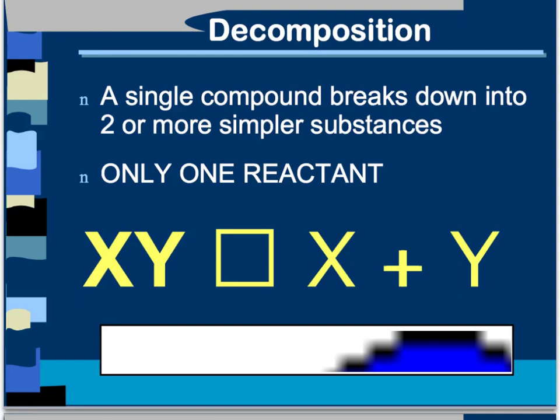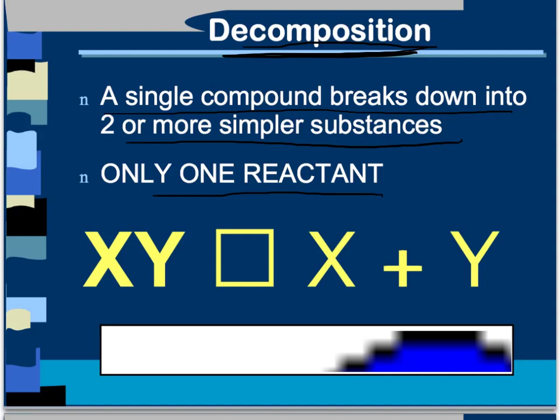Now the next main type of reaction we're going to talk about is decomposition. So let's just think about this word decomposing, breaking down. We have a single compound that breaks down into two or more simpler substances. Now we only have one reactant. I like to think about this one like the opposite of the synthesis reaction. So we only have one reactant breaking down into two simpler things.